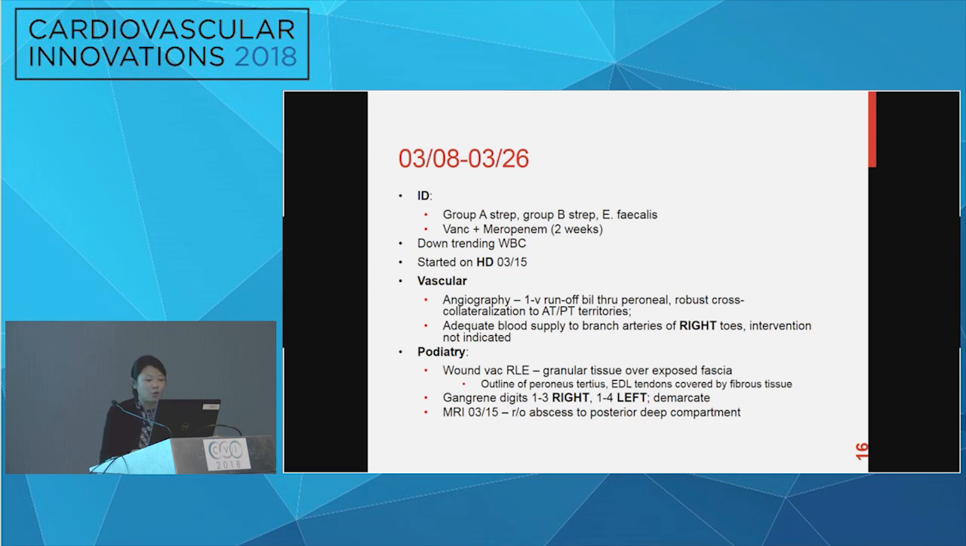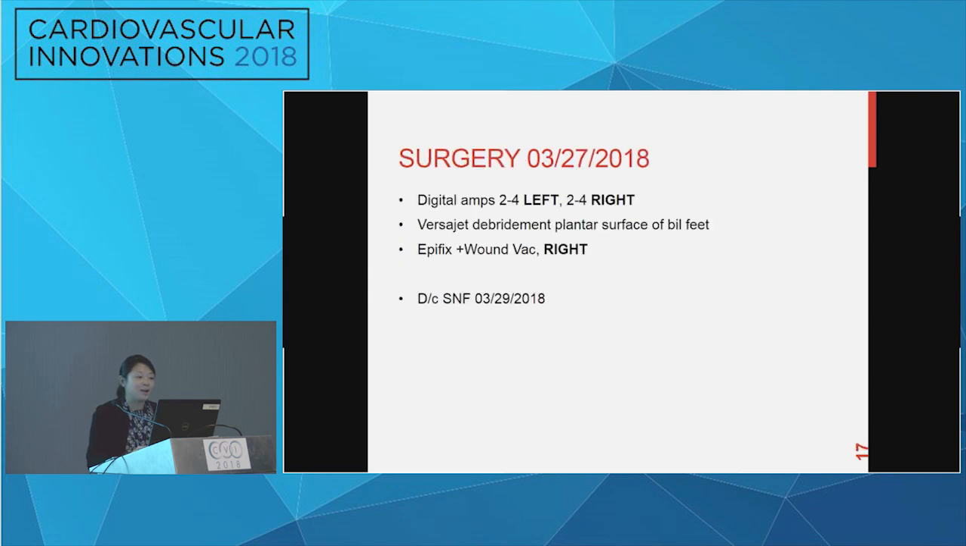And so during this time, we wound vac'd the patient. We didn't do it in the OR, we did it while he was inpatient there. The idea was to get granular tissue over the fascia, because during the procedure we could see the fascia, and we could see the underlying peroneus tertius and EDL tendons underneath it. And then for the gangrene on bilateral digits, bilateral feet, we just let them sit and demarcate. Throughout his admission, he was also having some posterior right calf pain, so we got an MRI to rule out any underlying abscess in the deep compartment, which he didn't have. And it's not listed here, but the erythema he had to his right thigh cleared up with the antibiotics too, so it might have been something separate from what was going on distally.